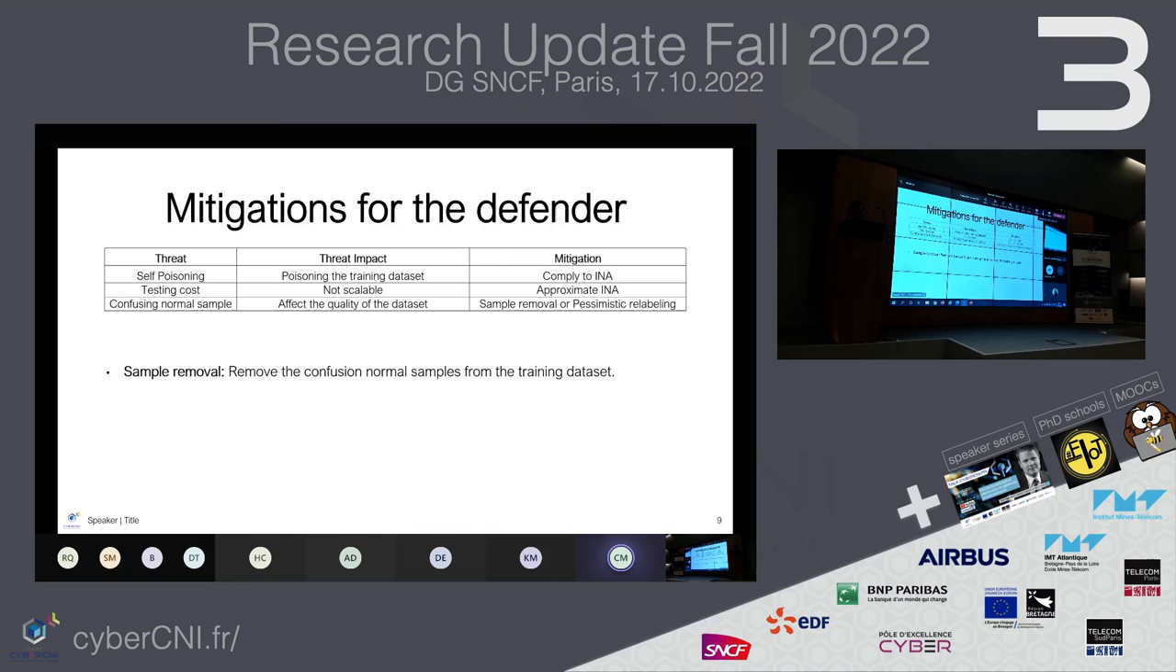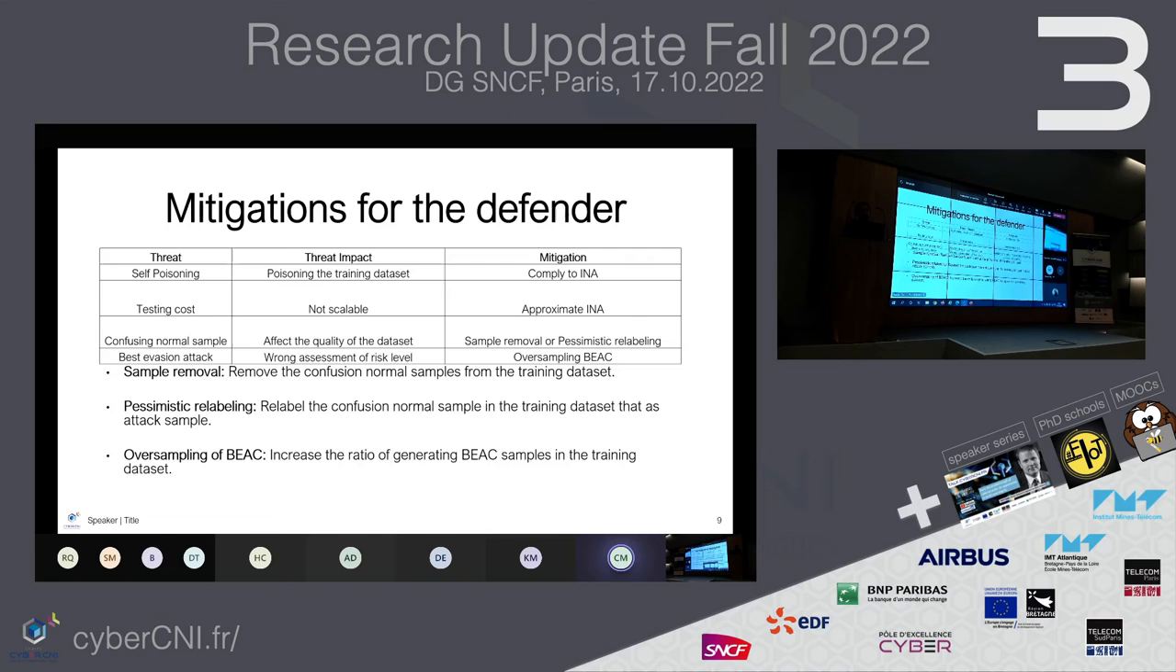So mainly the mitigations we provide are for the second, the third, and the fourth threat. The first mitigation we provide is sample removal, when we remove the confusion normal samples from the training dataset. The second is pessimistic relabeling, when we relabel the confusion normal samples as attack samples inside the training dataset. So it's like cheap adversarial training. And the last one is the oversampling of peak, when we increase the ratio of generating the peak samples in the training dataset.